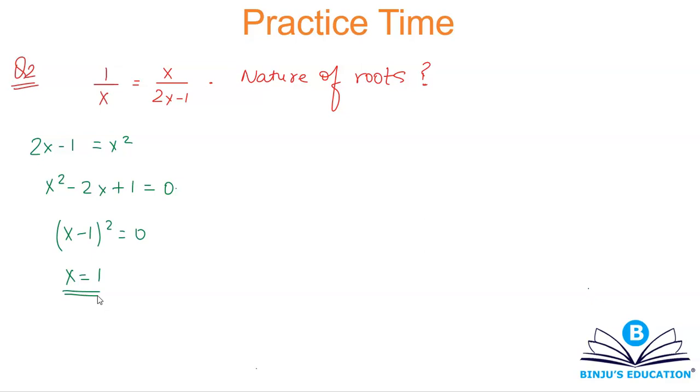Or if you do not know this algebraic property, no problem, you can use the discriminant method, that is b square minus 4ac. So that is minus 2 square minus 4 into 1 into 1. So that is 4 minus 4, which is equal to 0. So if your D is equal to 0, then your roots are real and equal. Okay, so the nature is that the roots are real and equal. Alright, let's move on.